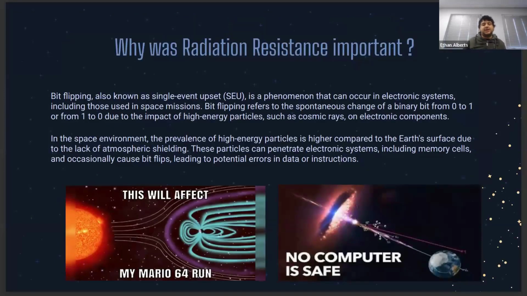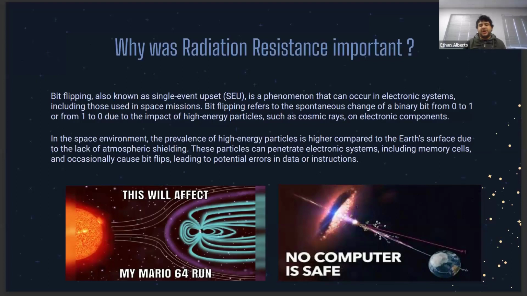So why was radiation resistance actually very important during this era? There is this thing called bit flipping, also known as single event upset, a phenomenon that can occur in electronic systems, including those used in space missions. Bit flipping refers to spontaneous changes of a binary bit from a 0 to a 1 or from a 1 to a 0. It's generally caused by the impact of high energy particles such as cosmic rays on electronic components. In a space environment, the prevalence of high energy particles is obviously very high because there's no atmosphere to shield the hardware from these things.